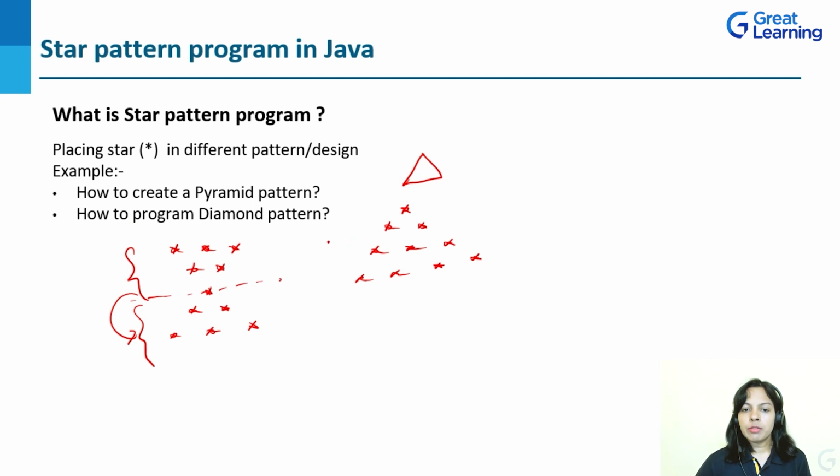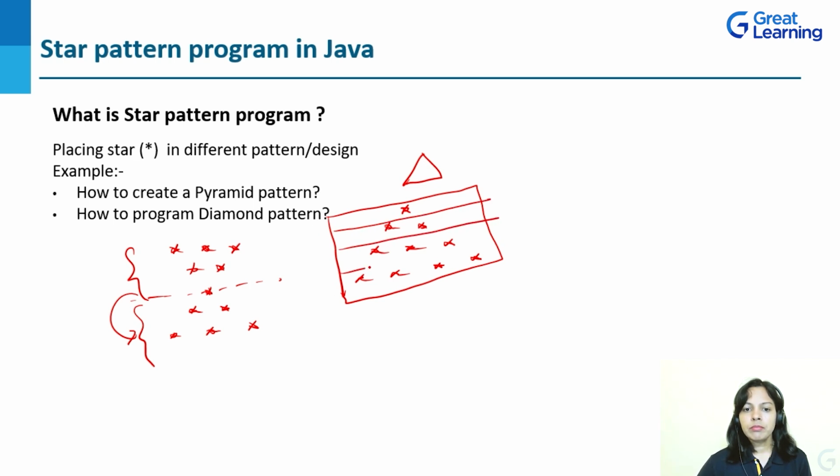So how will we do the programming for this? Suppose for the pyramid pattern, if I want to do the programming, this has to be divided into a matrix format, that is rows and columns. If I divide it into rows, this is how it will be. First row only one, second row two, third row three, fourth row four stars. Now the number of columns will be divided also. It is something like this.